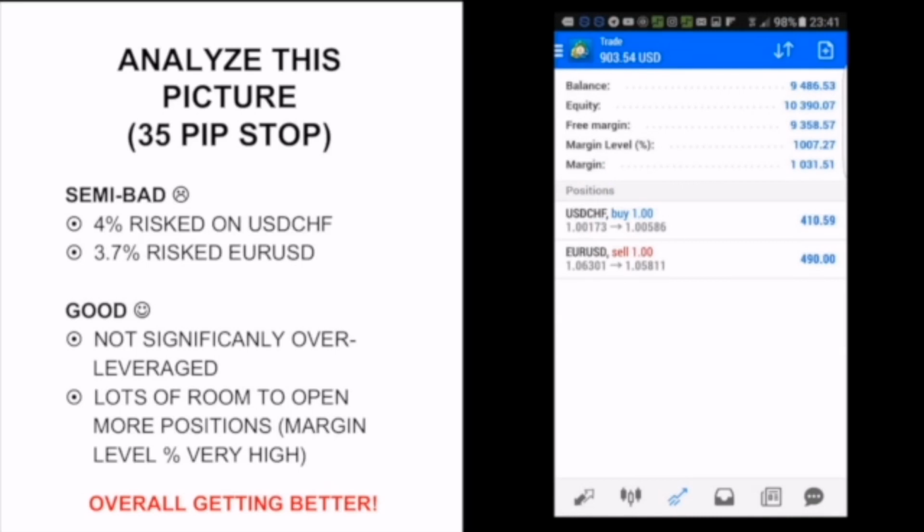All right, so now this one, 35 pip stop. What's bad? Well, there's nothing actually horrible. I did put semi-bad. They risked 4% on USD CHF. Sure, you can do that. Sure, you can do 4%, but 3% is best. And then 3.7% risked on Euro USD. Now, what's good? They are not significantly over leveraged. If you don't know what I mean, go watch the video about lots and leverage. And there's a lot of room to open up more trades. Okay, look at the margin level percent. It's very high. Go check out the video, your trading window, and that will explain more. So that's good. They're not anywhere close to blowing their account. Overall, getting very good now.